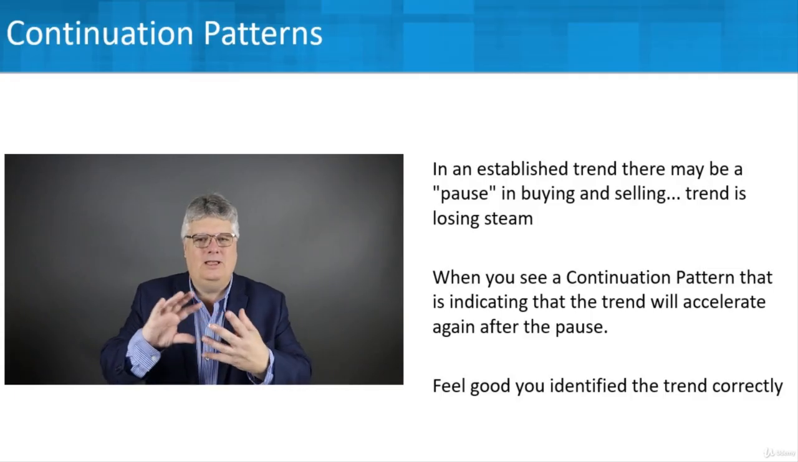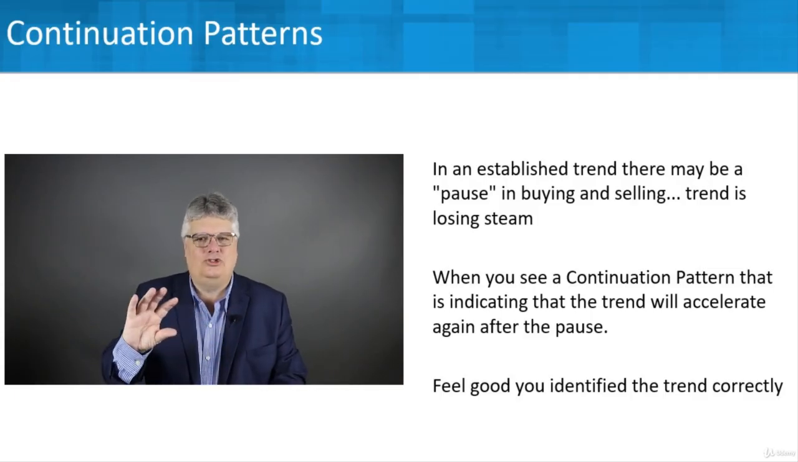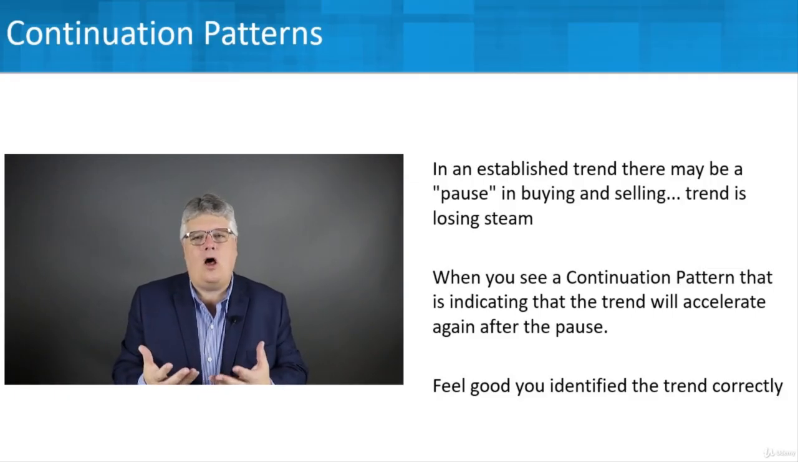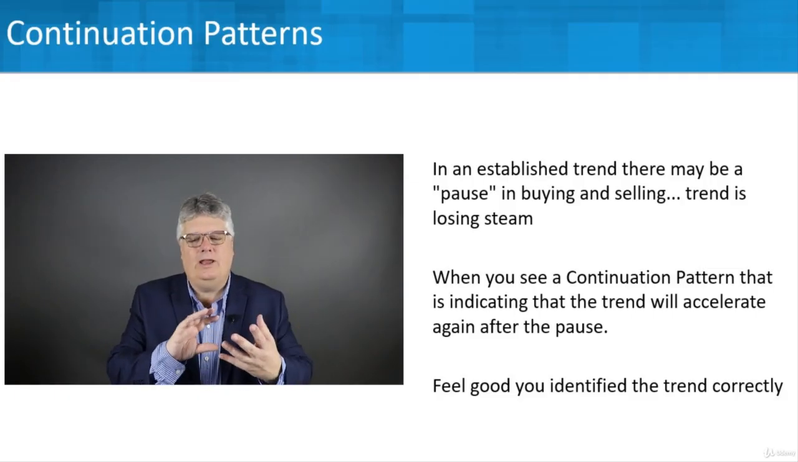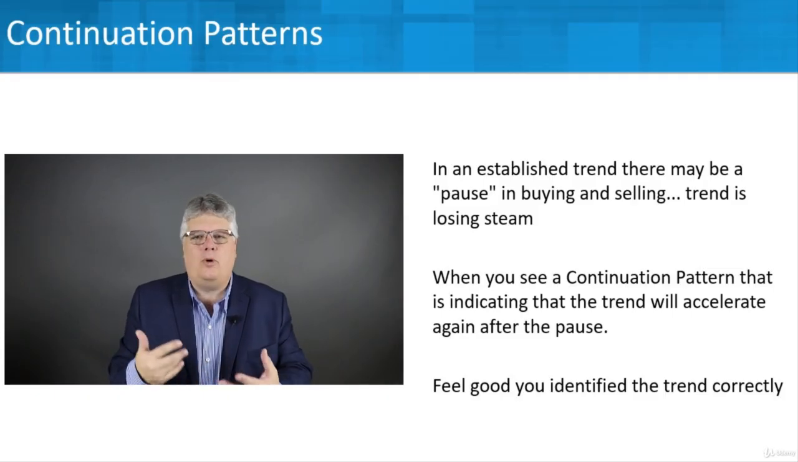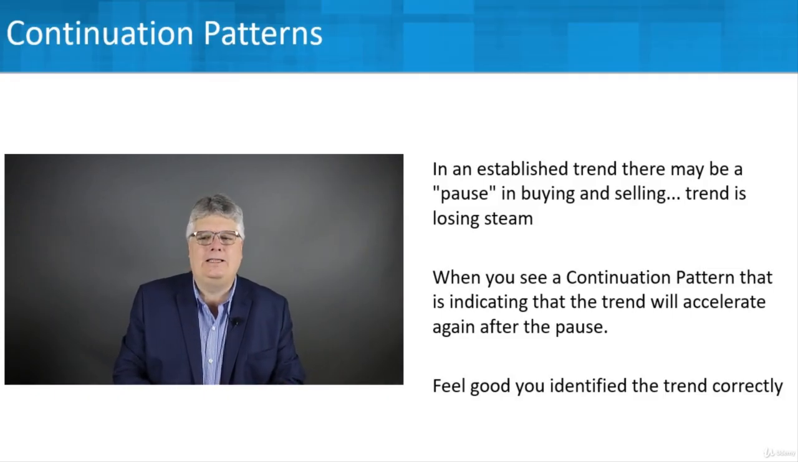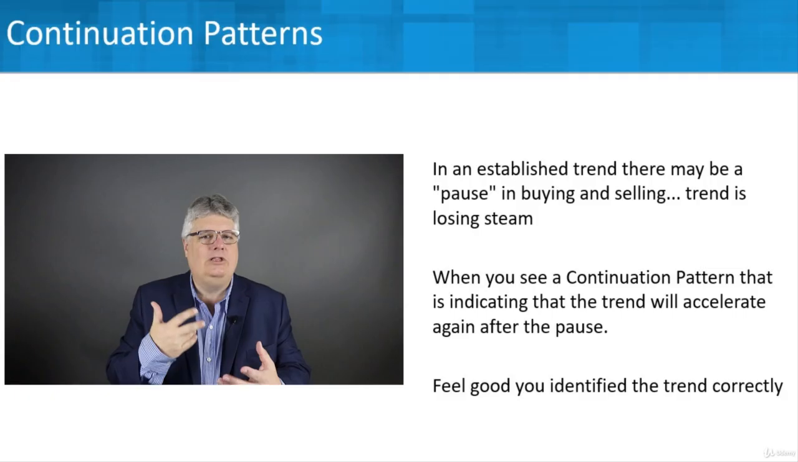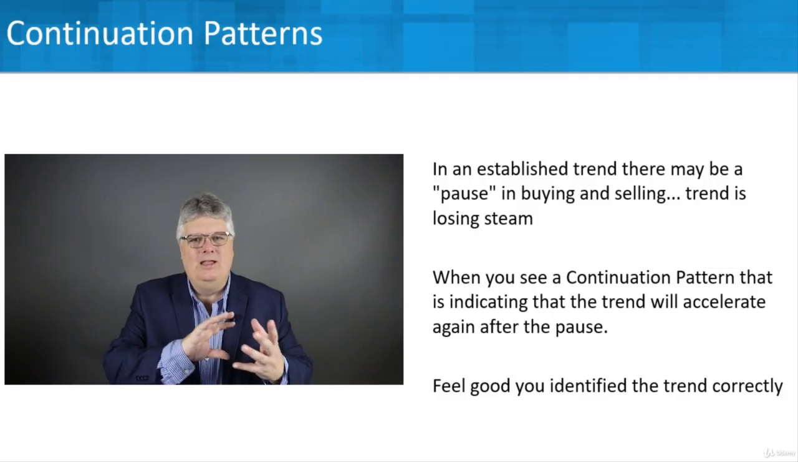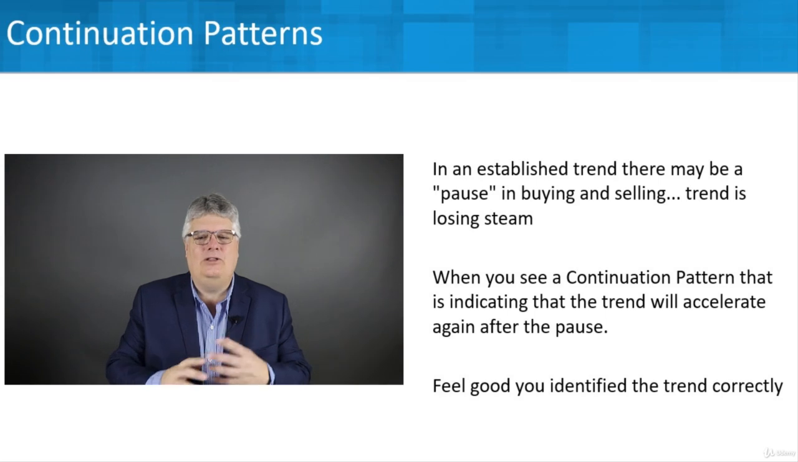So in an established trend, let's say it's an uptrend. There's a trend that's being established. Prices are headed in a certain direction. That's what we mean by trend. Prices are either going up or down, and what can happen is there's a pause. There might be a strong trend either way, either up or down, and then there's a pause, a little slowing down of buying and selling. The trend is starting to lose its steam, so to speak. It's not being firmly bought up or firmly sold off. So it's starting to lose its steam.